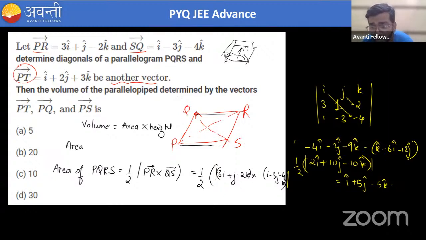And here minus 4 i cap, and this is minus 2, so this would have been plus 6. So this also will become 10 i cap, so 5 i cap. Here you can take 5 common, and you will get i cap plus j cap minus k cap. So the area will be the modulus of 5 times i cap plus j cap minus k cap.